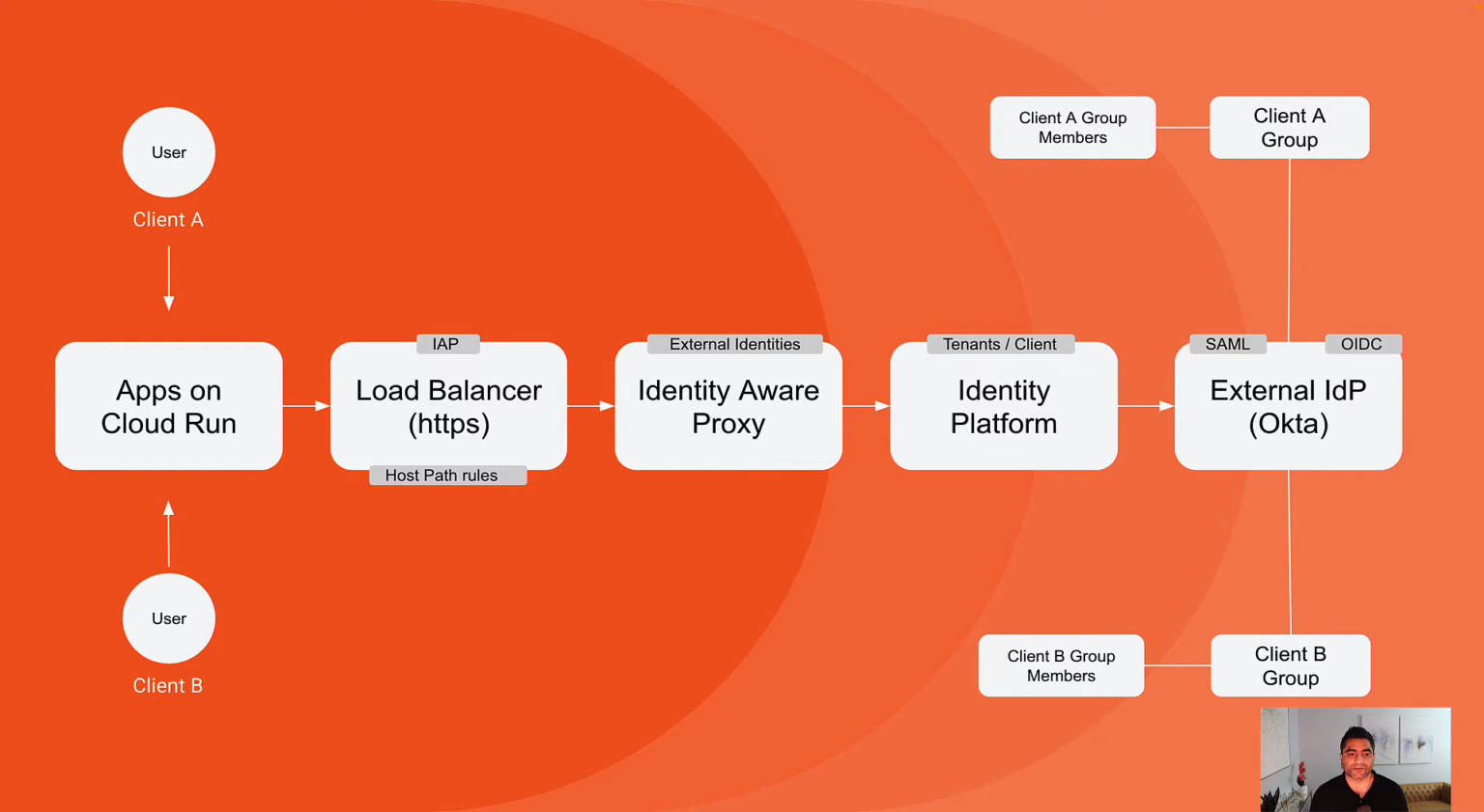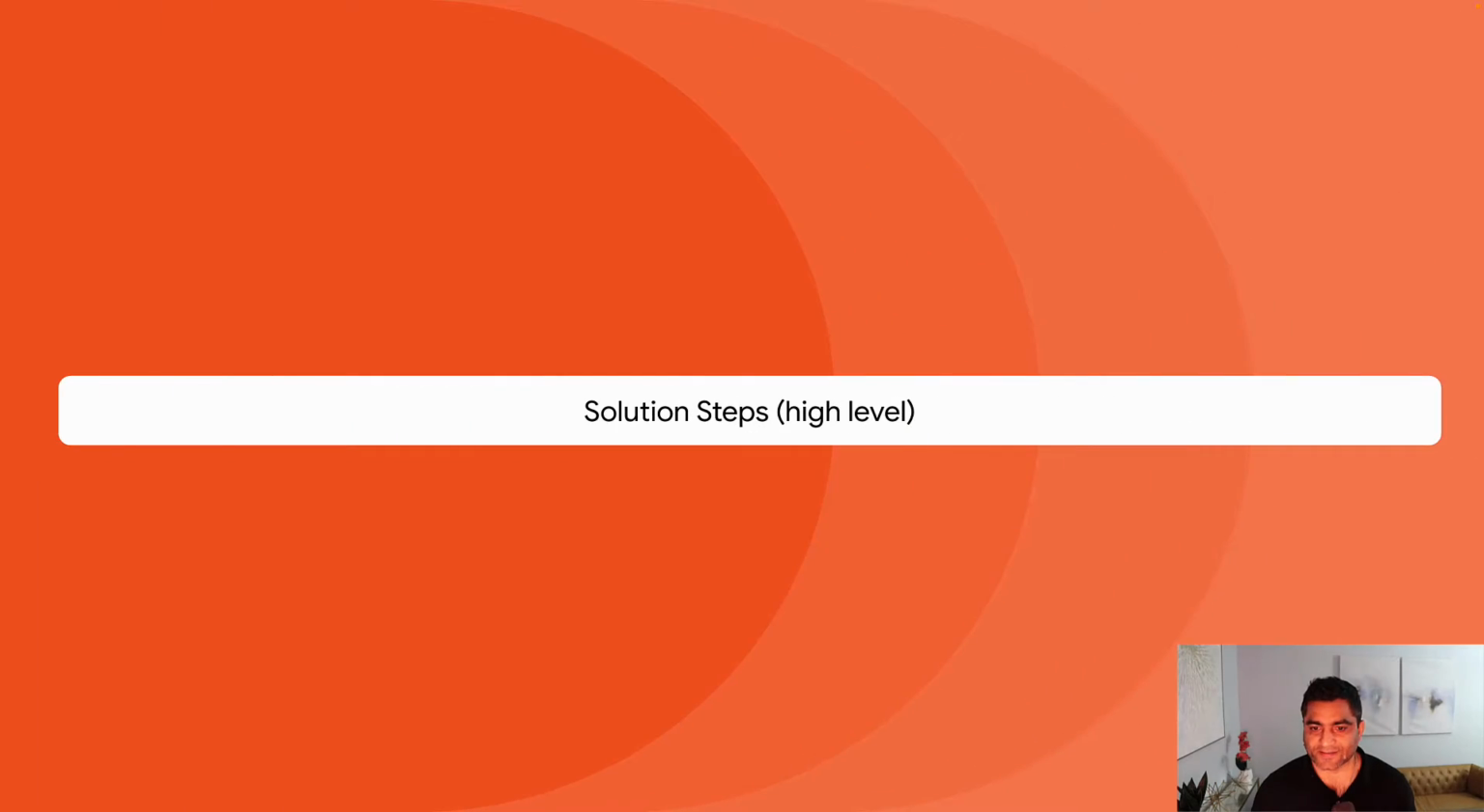Now, before I share my screen and start doing stuff, let me just explain the solution steps at a high level. First, we will create a new project in Google Cloud Console, and we will deploy a couple of applications in Cloud Run. Then we will set up the load balancer so that it acts as a front end for these Cloud Run applications. We will block direct access to these Cloud Run applications and only have the load balancer pass the traffic to them.